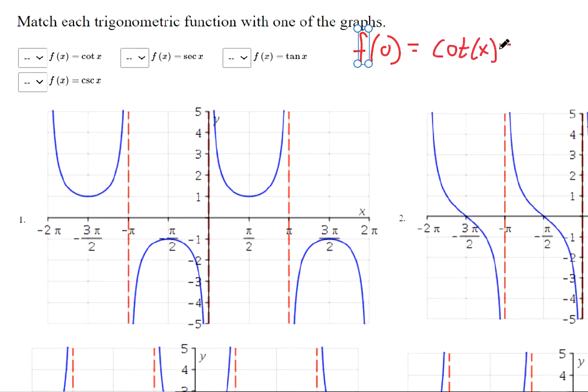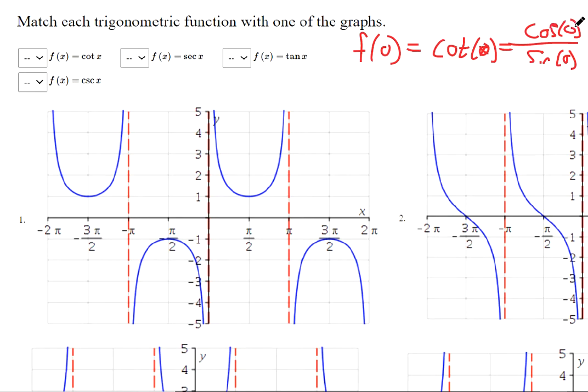Remember, cotangent is the reciprocal of tangent. Tangent is sine over cosine. So cotangent is, sorry, this should be a 0 because we're plugging in 0. So cotangent is cosine of 0 over sine of 0. Let's see if we can compute that.